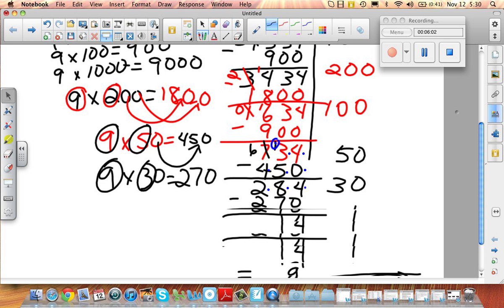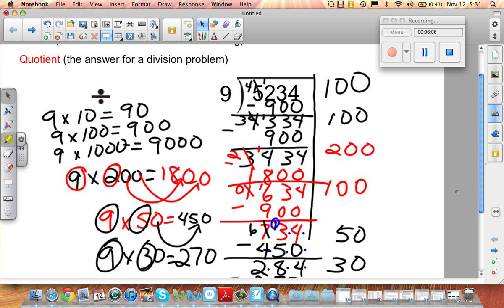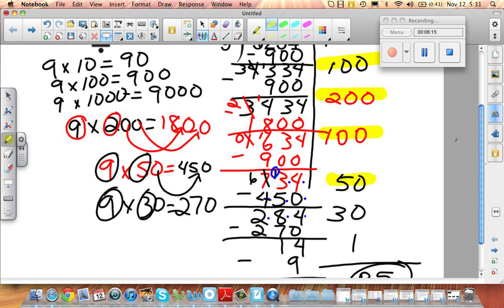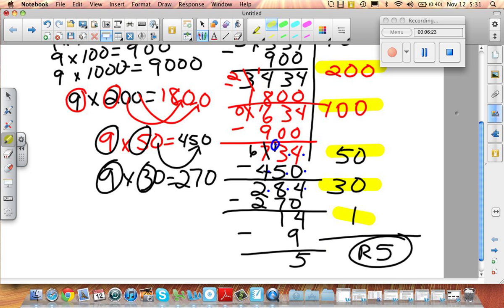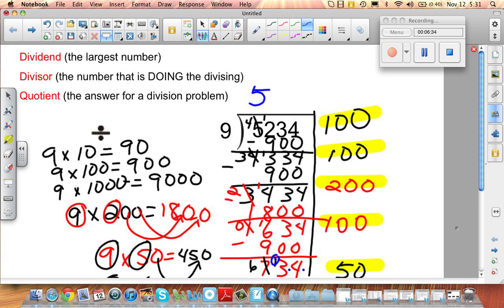I need to add all the times that 9 went into this, so I'd have 100 plus 100, that's 200, plus 200, that's 400, plus 100, that's 500, plus 50, it's 550, plus 30 is 580, plus 1 is 581. And of course you could do this as a column addition, except my column doesn't all fit on the screen, so I'm having to keep it in my head. Looks to me like that's 581 remainder of 5.